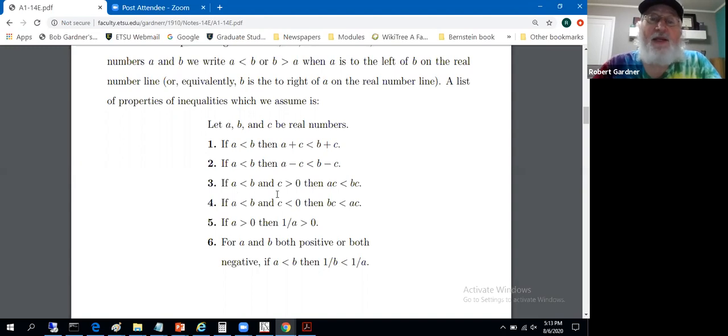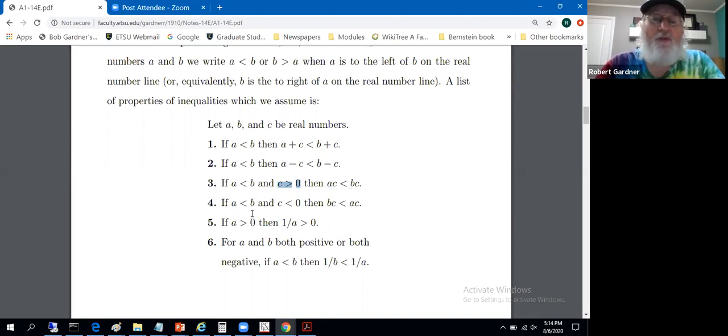If A is less than B and C is greater than 0, hey, saying C is greater than 0 is just another way of saying C is positive. Then A times C is less than B times C. Multiply both sides of an inequality by a positive number, and the inequality is preserved.